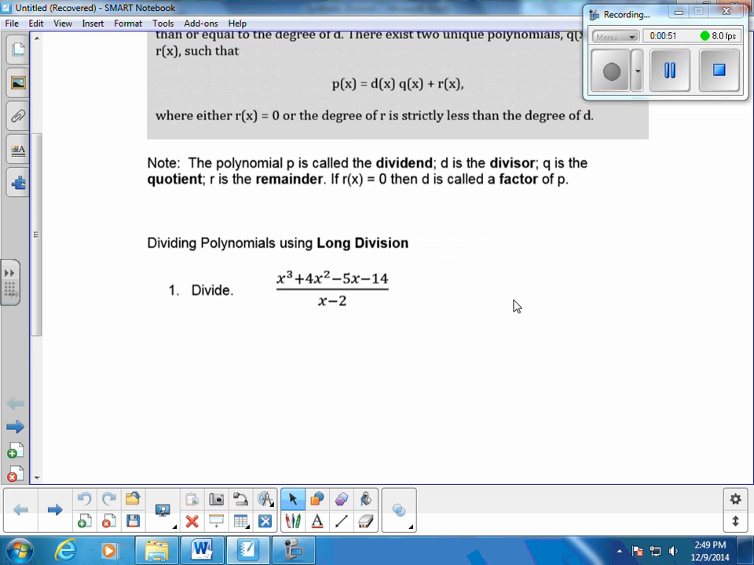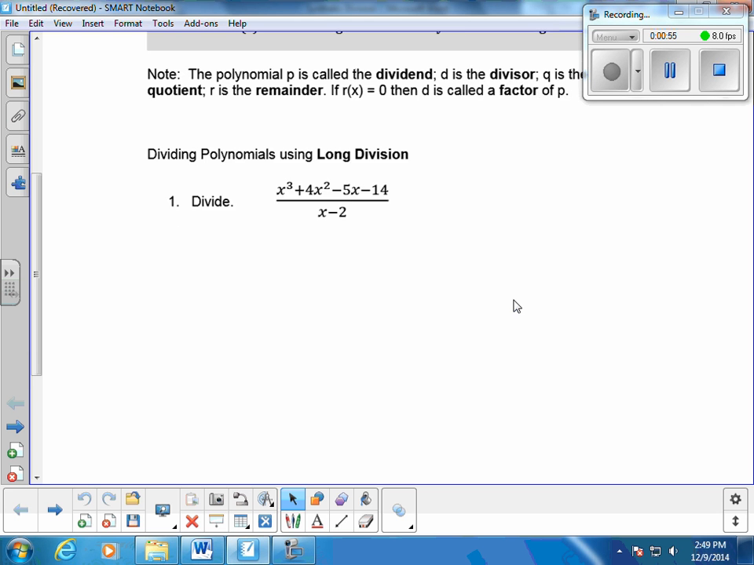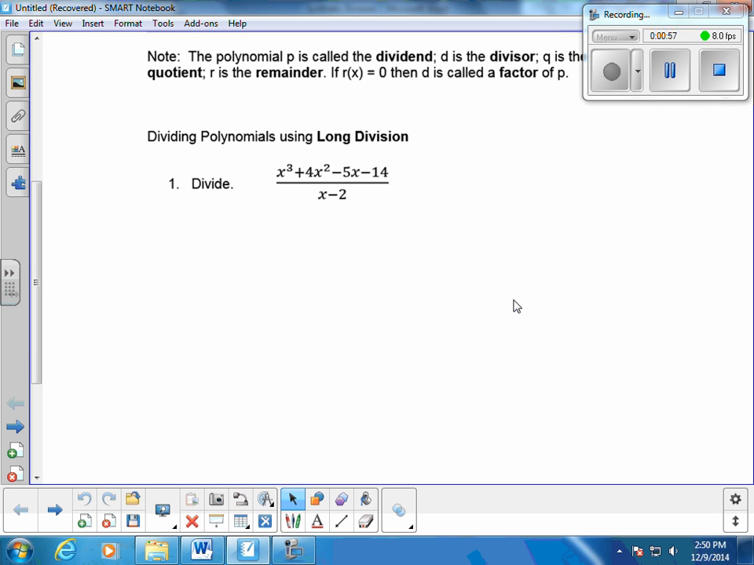Before we can understand or actually respect synthetic division, we're going to learn to appreciate it first by doing long division. Now there are some times in which long division is better than synthetic division and vice versa, but we're going to show you a long division problem so that you can come to appreciate the beauty of synthetic division. Alright, so the first thing we want to do is we want to divide this polynomial by this.